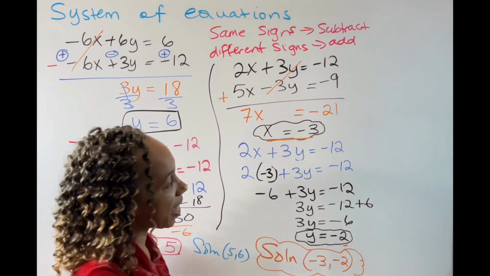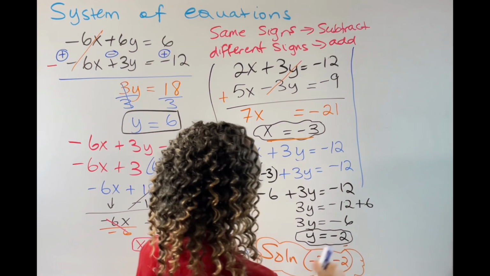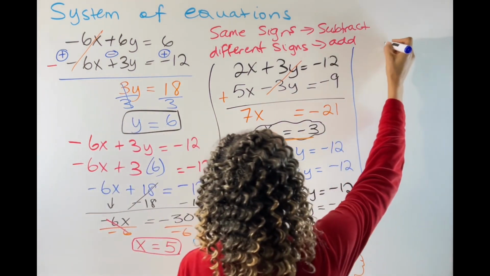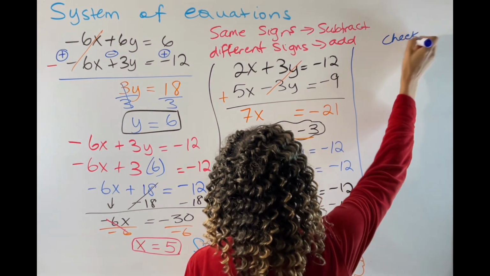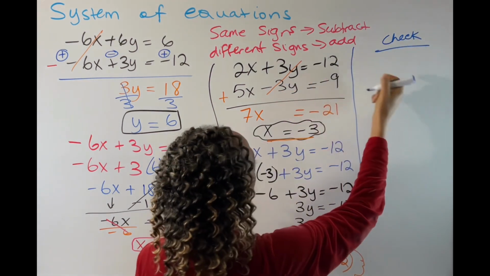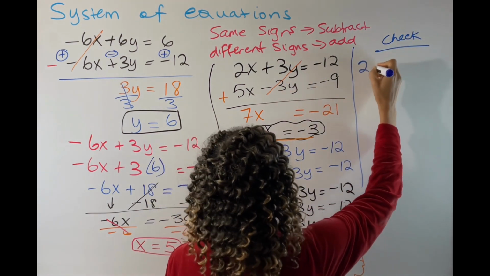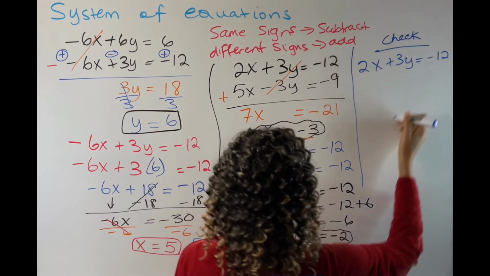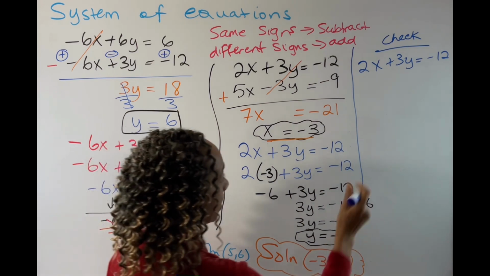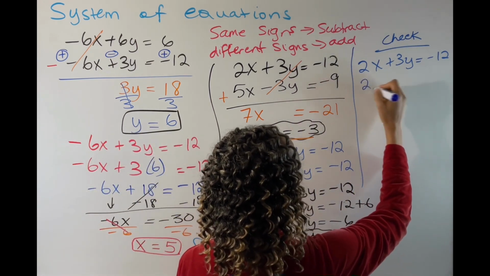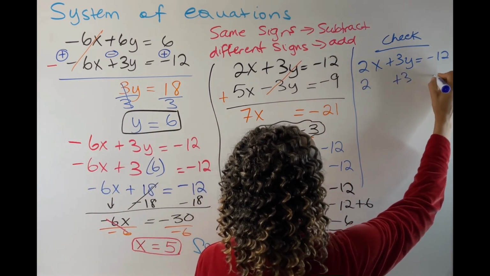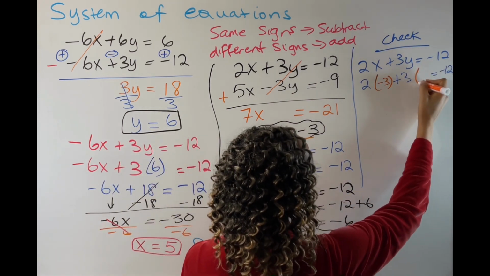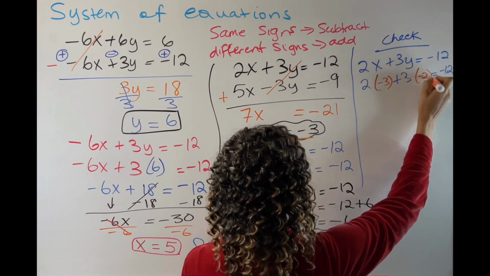Now you will once again go and test your solution. Always test your solution to check. So we are going to write the word check here, and I will use the first equation, 2x plus 3y equal negative 12. I am going to substitute negative 3 and negative 2 in this. So 2, and we are going to substitute negative 3 and negative 2. Negative 3 is the x and negative 2 is the y.